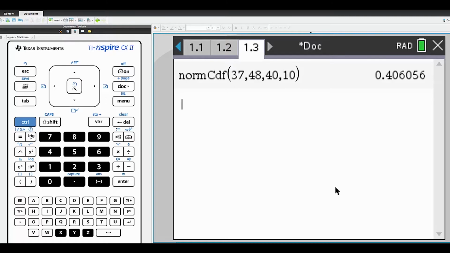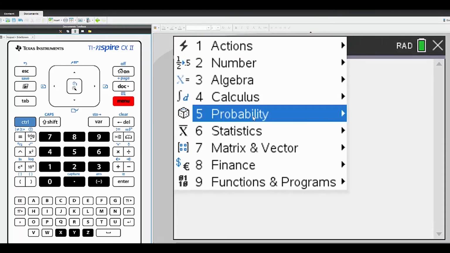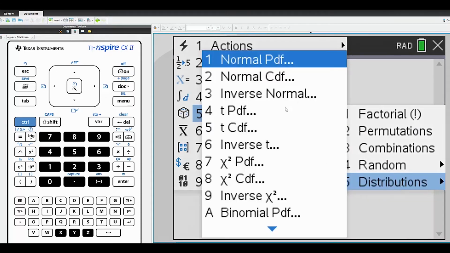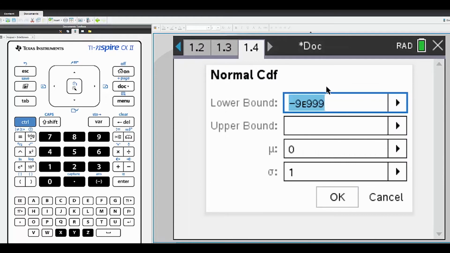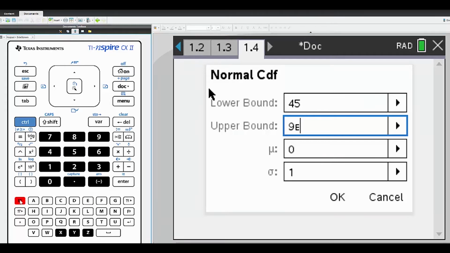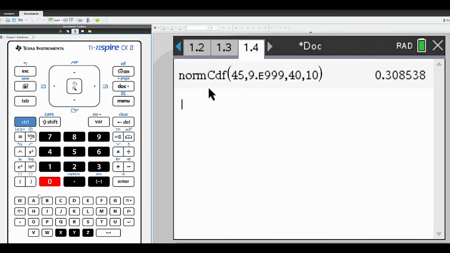and there you see we get the answer we found, which was 0.406. For the second one, we still need to do a CDF, so it'll be menu, probability, distributions, and normal CDF. Our lower bound this time, we want x greater than 45, so our lower bound will be 45, but our upper bound is going to be a big massive number. The best thing is to put 9, click the double E button next to the A, and then just do 3 more 9s. Our mean is 40 and the standard deviation is 10. Put that in and you see you get our answer.